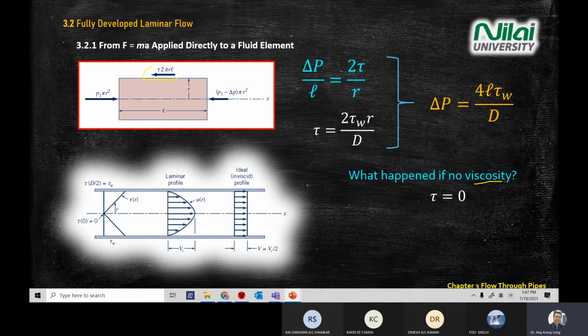This arrow will become 0. There's no fighting force to the flow. So when there's no viscosity, shear equals 0. So substitute this one 0. What happened to the pressure? The change of pressure?